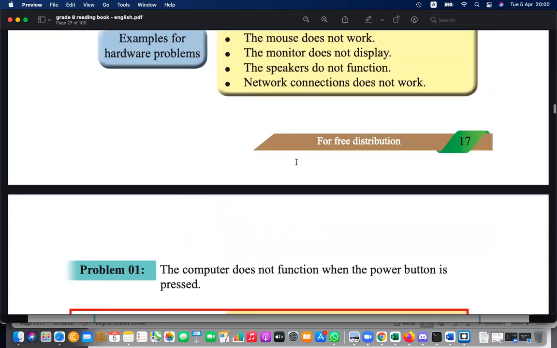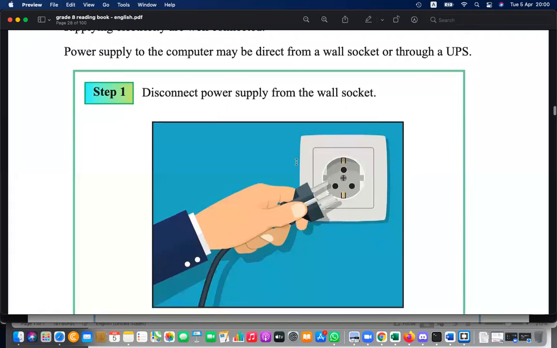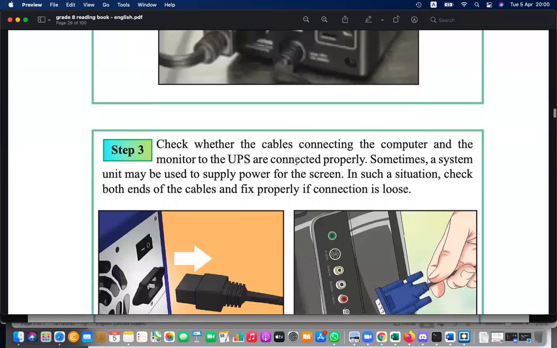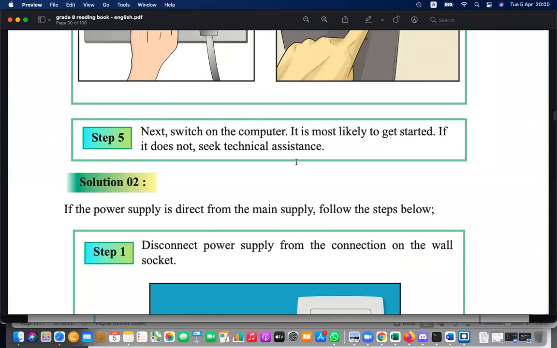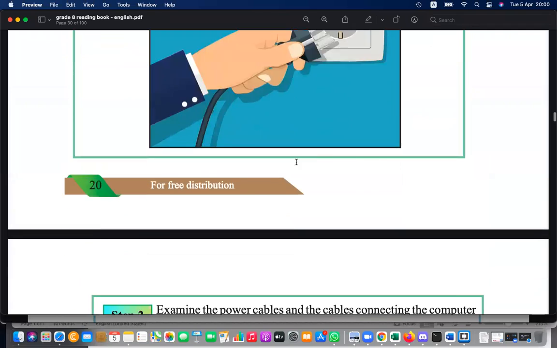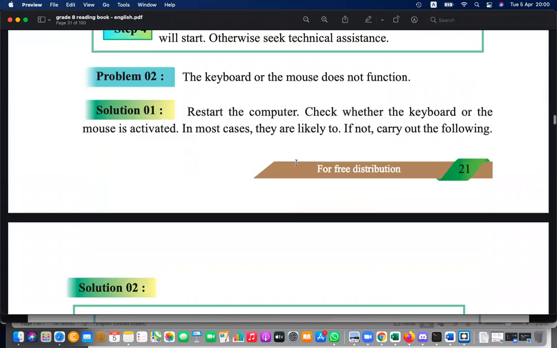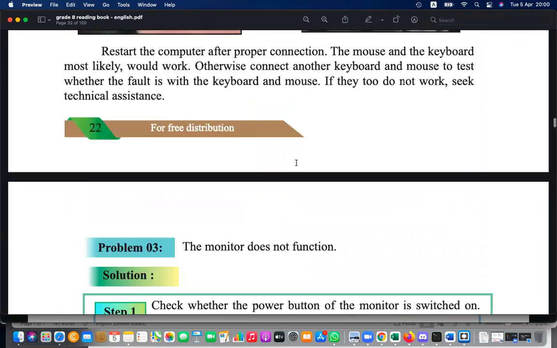Then we learn what the hardware problems and software problems are, how we can solve them, and what the way of solving a problem is. A few problems you can see. If it is a power related issue, you have to first switch off the power and then do the things. That is about that lesson. That is an easy but practical lesson. So we learn about both lessons.